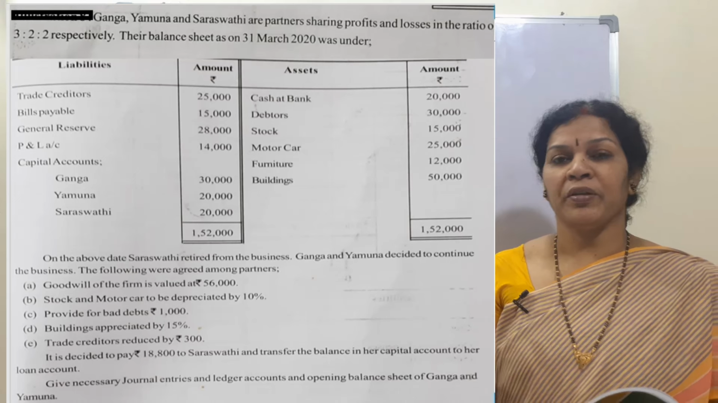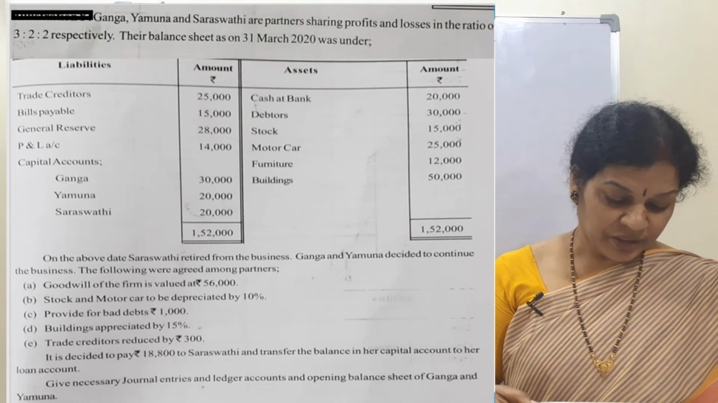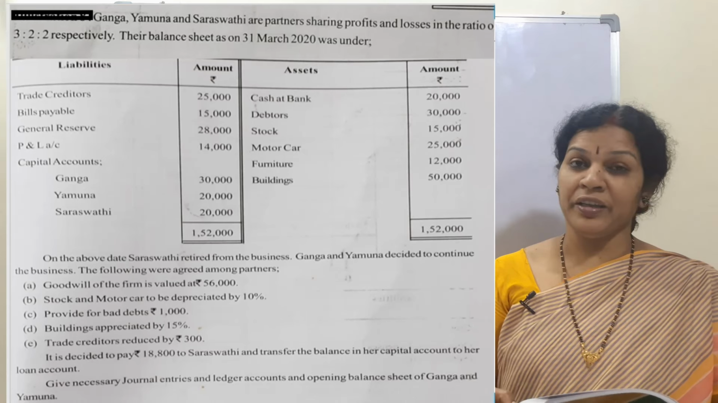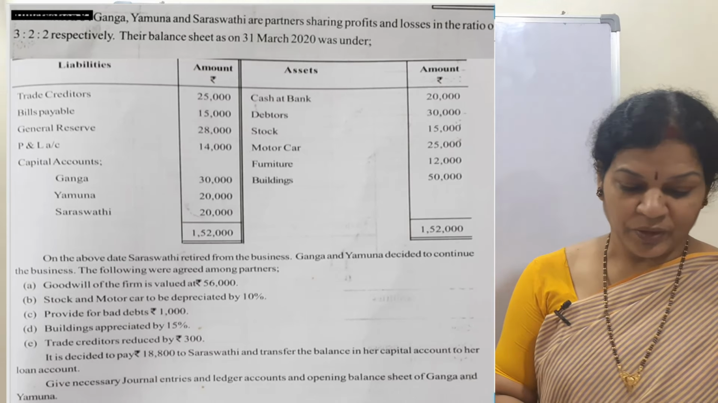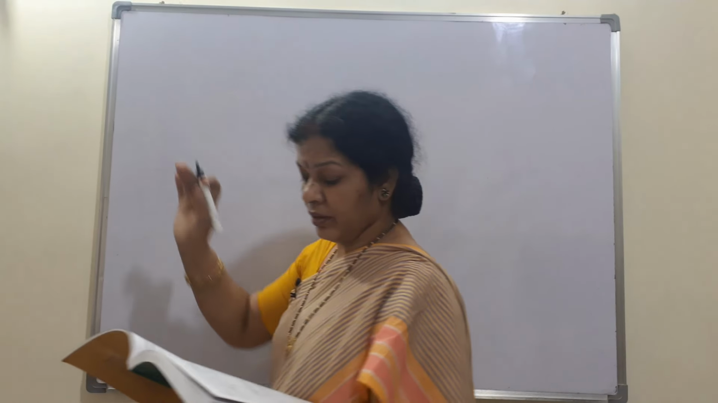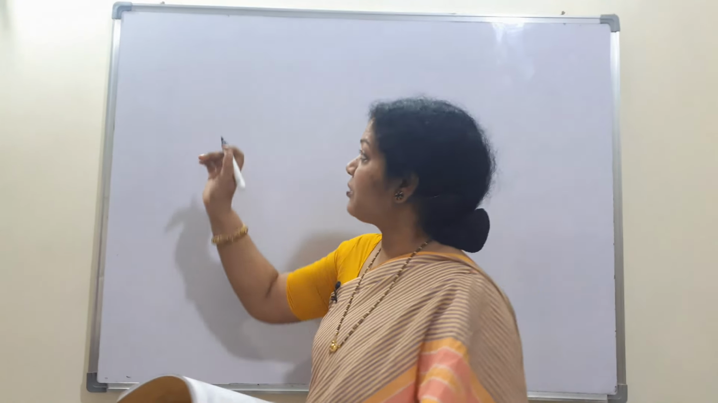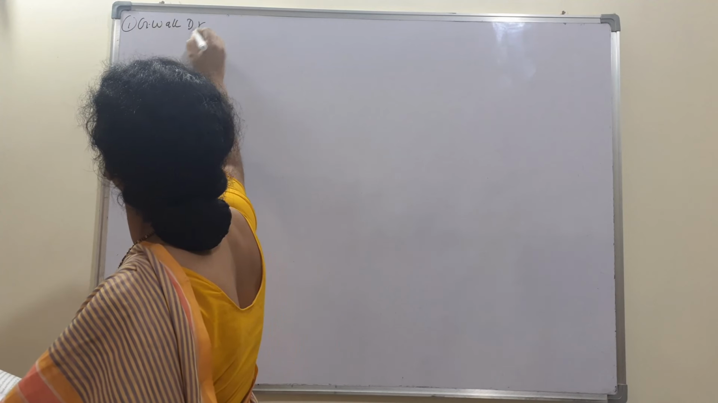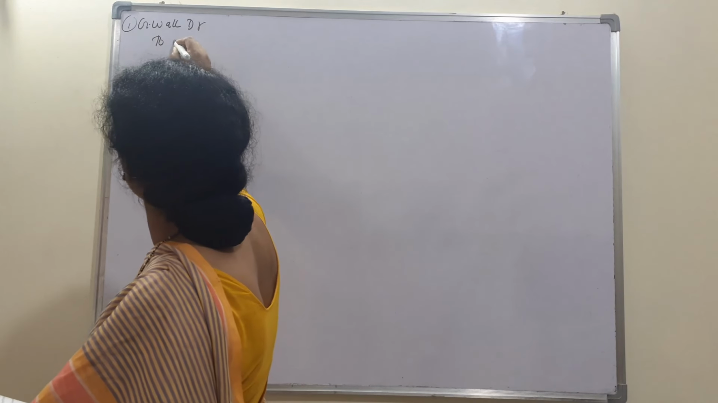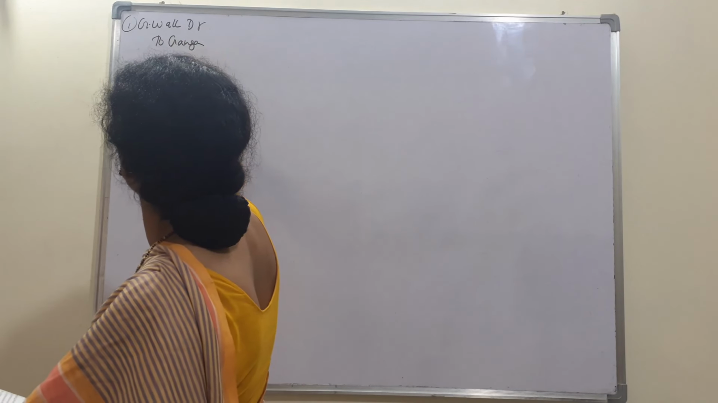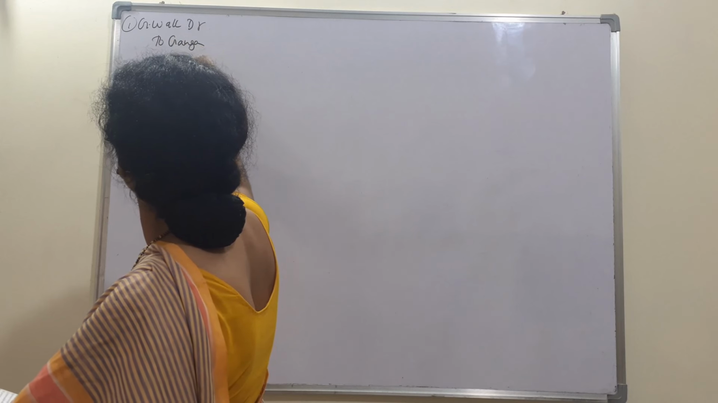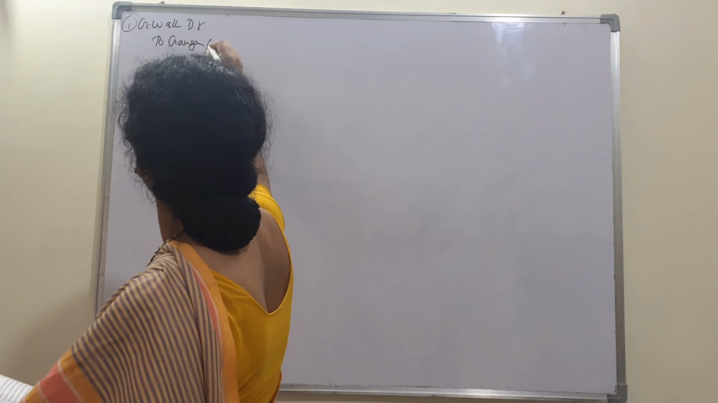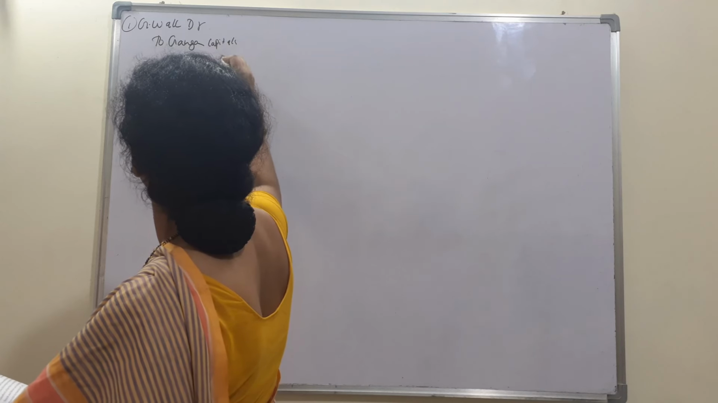We'll be treating it as a liability, as I have shown you just before the problem. Same treatment. Now let's start the problem. They are asking: give necessary journal entries, ledger accounts and the opening balance sheet of Ganga and Jamuna, because Saraswati retired. Now journal entries first. Goodwill of the firm is valued at 56,000. Goodwill account attached to Ganga, Jamuna, Saraswati capital accounts.